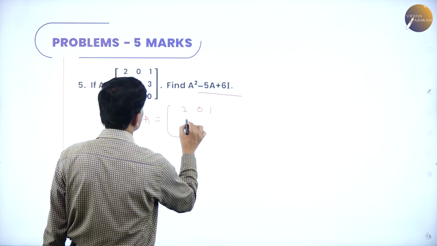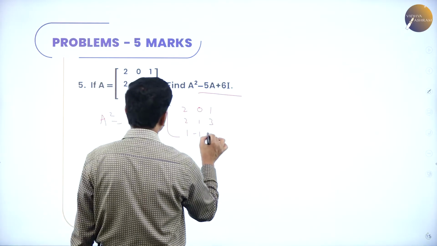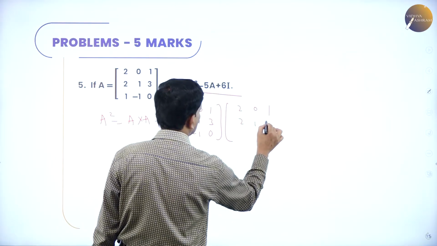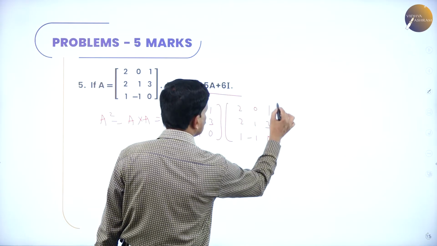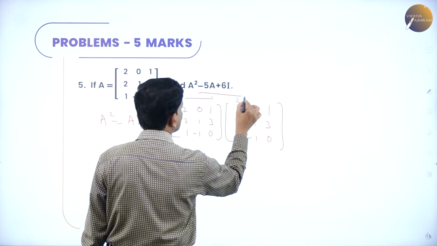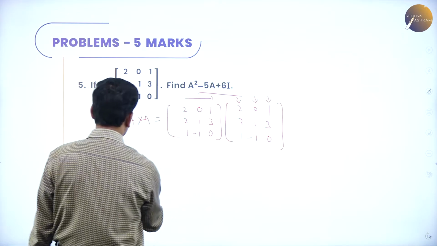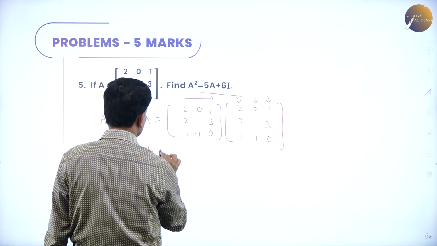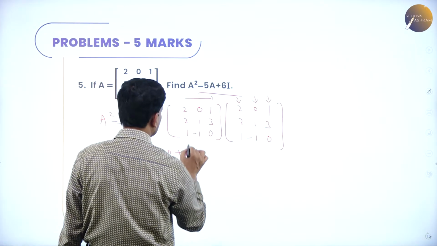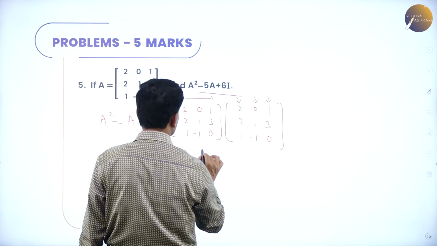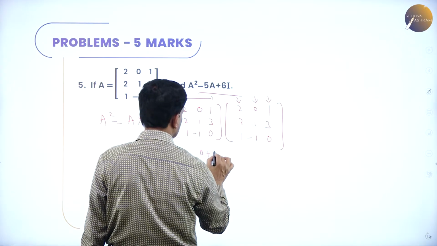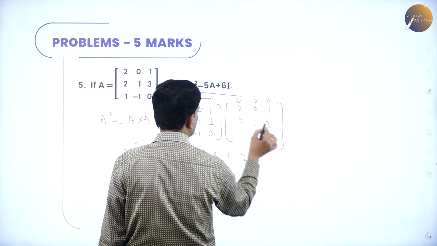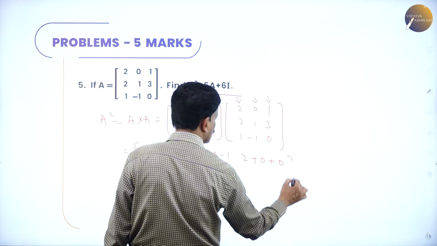[2 0 1; 2 1 3; 1 -1 0] into the same [2 0 1; 2 1 3; 1 -1 0]. First row, first column, second column and third column. Multiply this. 2 2s are 4, 0 into 2 is 0, 1 into 1 is 1. Again same row, second column: 2 into 0 is 0, plus 1 into 0 is 0, minus 1. Again 2 into 1 is 2, plus 0 into 3 is 0, plus 1 into 0 is 0.